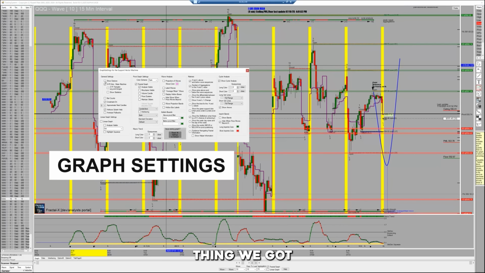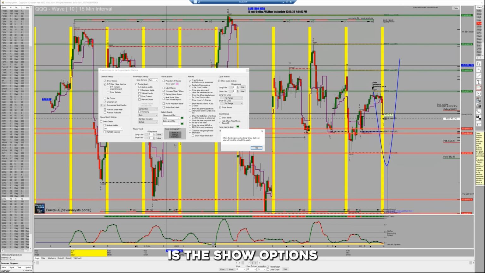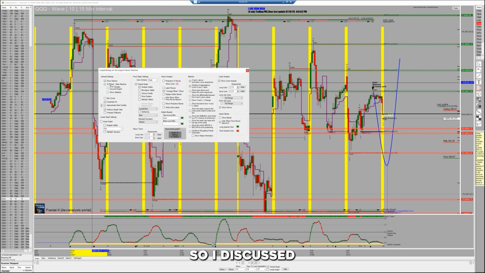So next thing we've got is the show options. I think I discussed the S/R dot state machine, right? The open state and the closed state. Yes. Correct. Perfect.